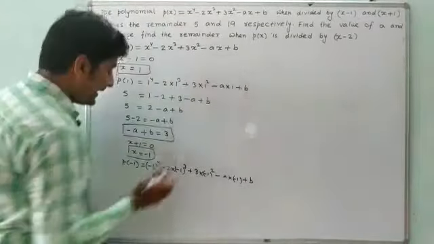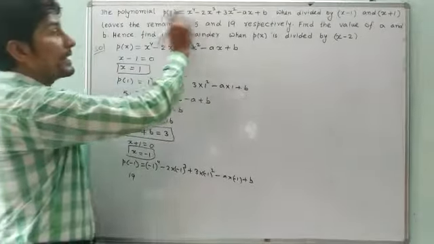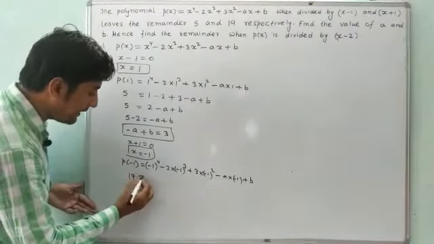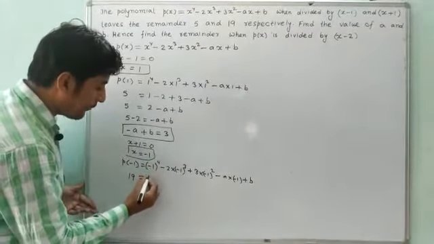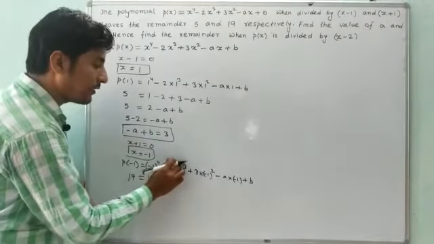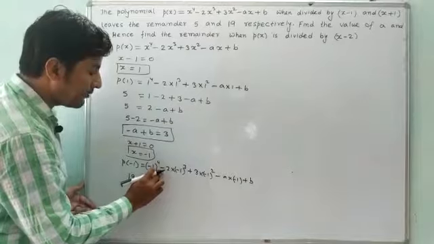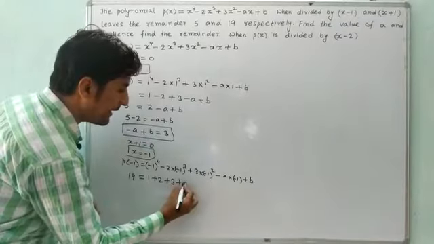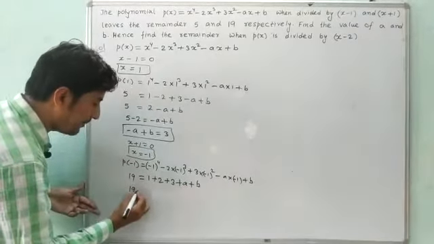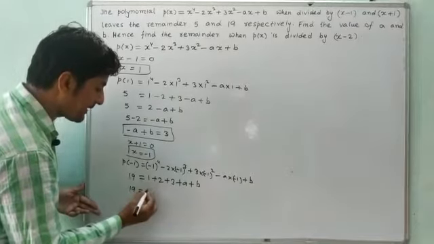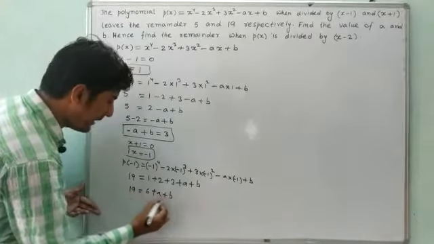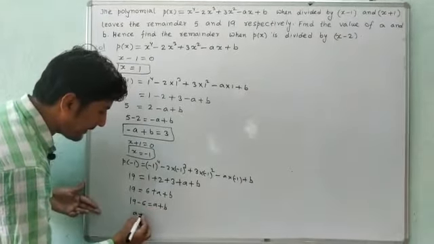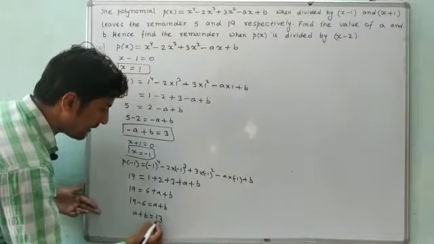Now here we can put 19 because when we are dividing polynomial p(x) by x plus 1, then we are getting 19 as a remainder. Then on the place of remainder we can put 19. 19 will be equals to (-1) to the power 4 will be equals to plus 1. Here we are having (-1) cube will be equals to minus 1. Minus 1 into minus 2 equals to plus 2. Here we will have plus 3 plus a and plus b. So 19 will be equals to 3 plus 2 5, 5 plus 1 6 plus a plus b. 19 minus 6 equals to a plus b, and finally we can say that a plus b equals to 13.